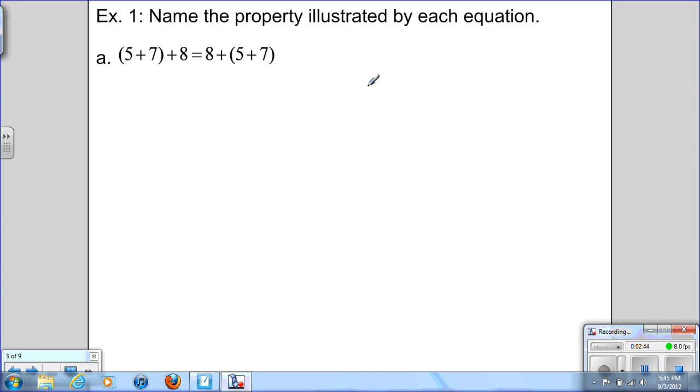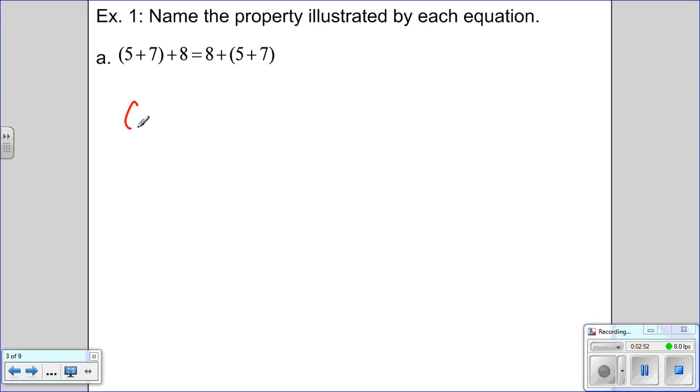What did change from one side to the other was the order of the numbers. And anytime you change the order of the numbers, that's the commutative property. And this one happens to be the commutative property of addition. I'm having trouble crossing my T's. Commutative. There you go. That's how you spell it. Commutative property of addition.